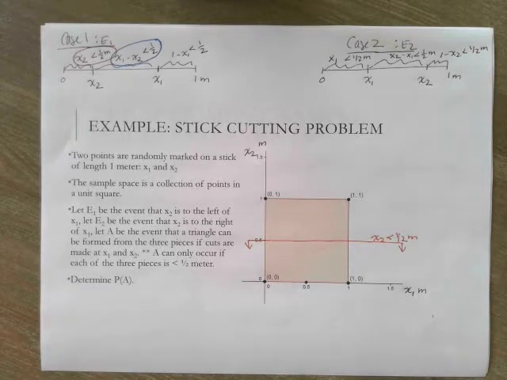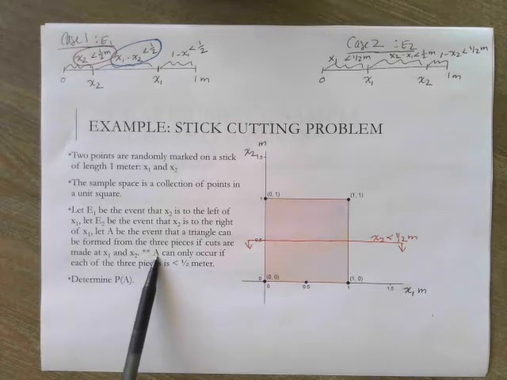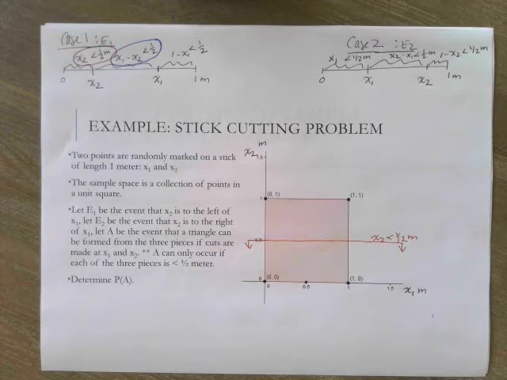We're going to cut a 1 meter stick in two places and see if we can form a triangle from it. And that's the whole purpose of this problem, to determine the probability that we can form a triangle from the three resulting pieces. So we are going to define event A as the event that we can make a triangle.